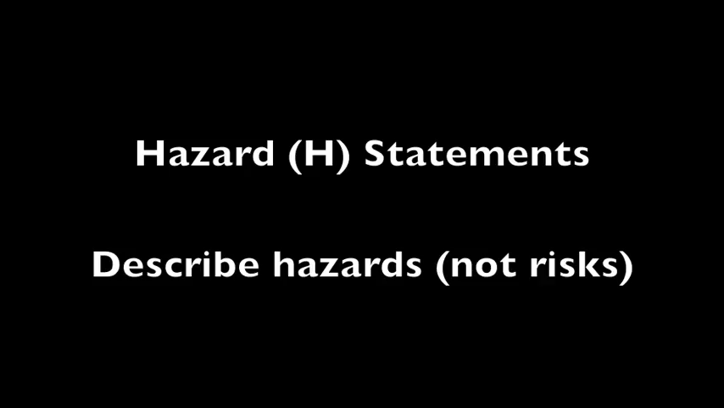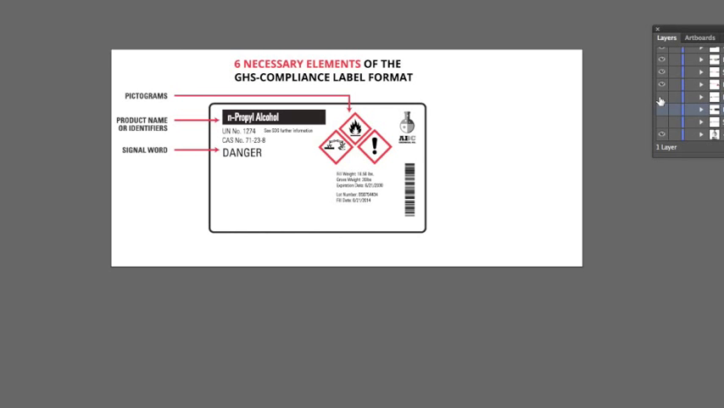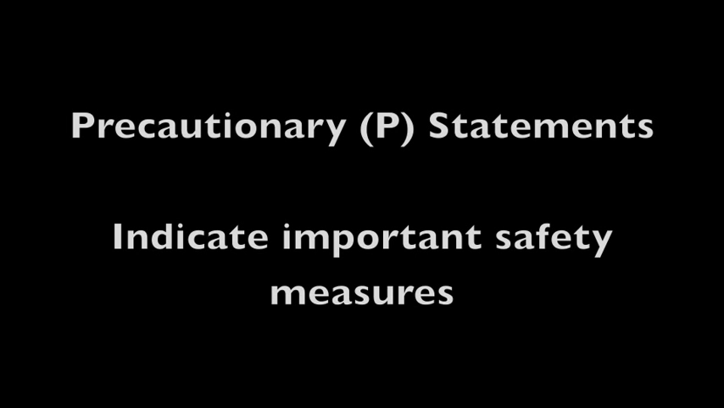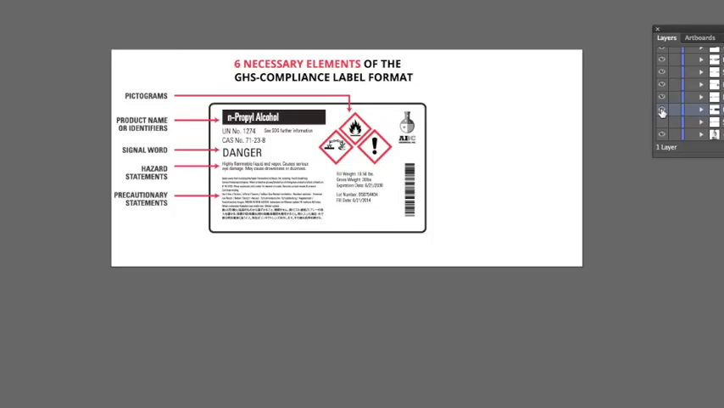Hazards is an important word because CLP doesn't describe risks, that's down to the user. The aim of CLP is to communicate the hazards inherent within the product, enabling the user to make an informed decision on the risks. The next element is the precautionary or P statements. These indicate important safety measures for the recipient of the product. There are over 100 of these in total.